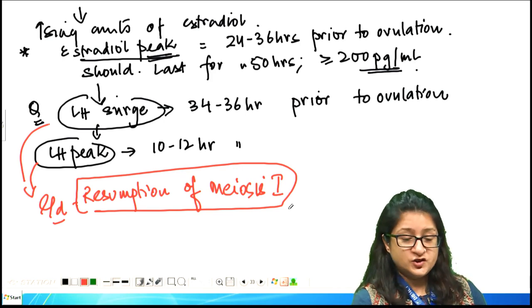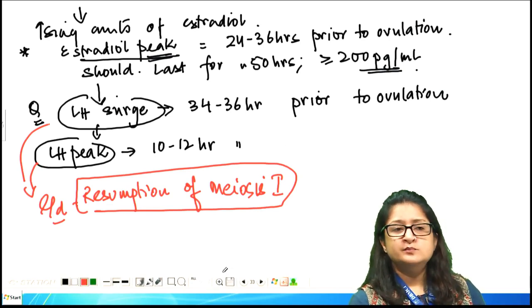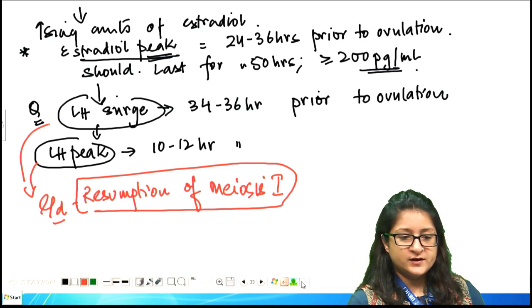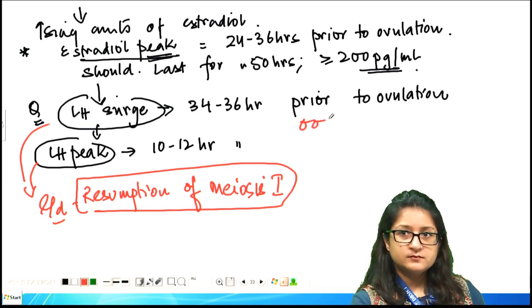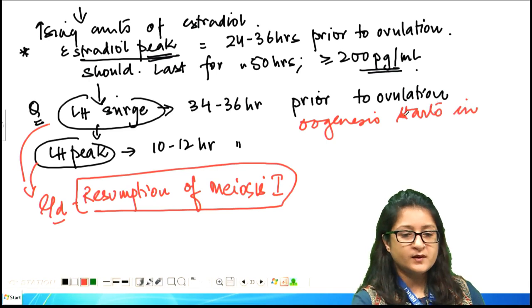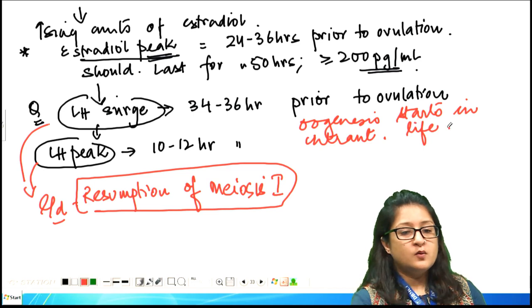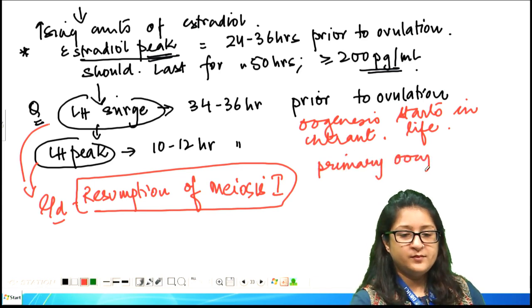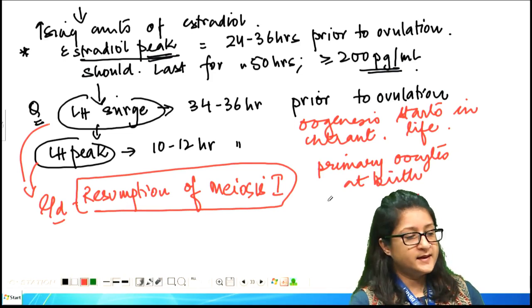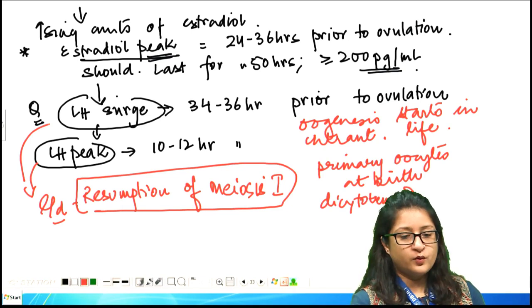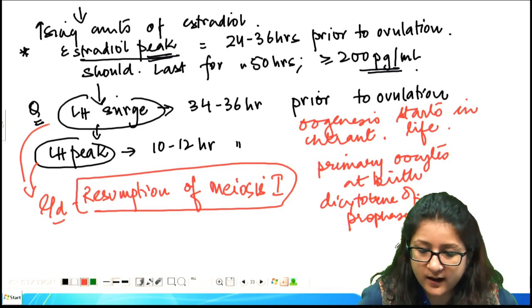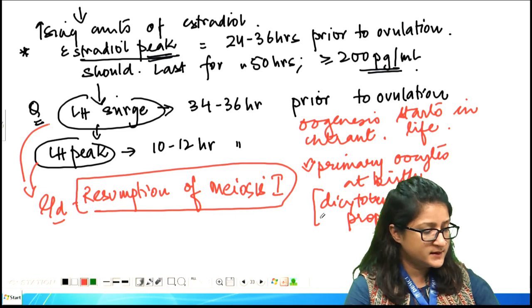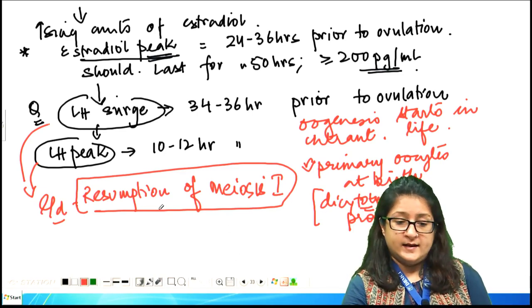Okay, so we try to remember what happens at birth. First of all, what do we remember? Oogenesis happens even in the intrauterine life. So the first important point is that oogenesis starts in the intrauterine life itself. Once oogenesis starts, all the oocytes are arrested as primary oocytes at birth. They are arrested in the dictyotene state of prophase of meiosis 1.